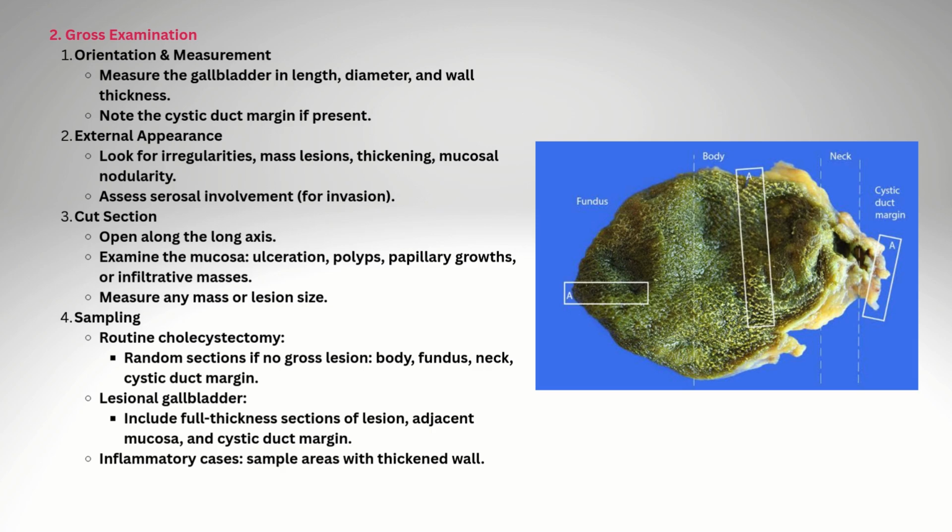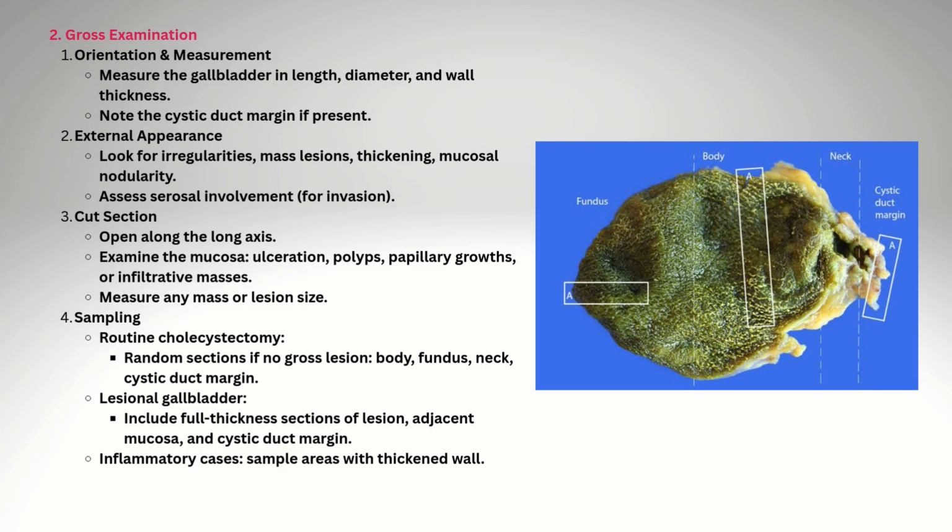In gross examination, the gallbladder specimen should be oriented and measured in length, diameter, and wall thickness. For external appearance, look for irregularities, mass lesions, presence of thickening or mucosal nodularity, and always assess the serosal involvement if any sort of invasion is suspected.